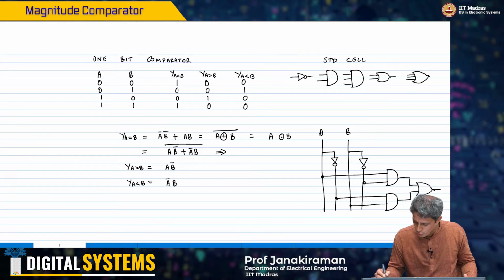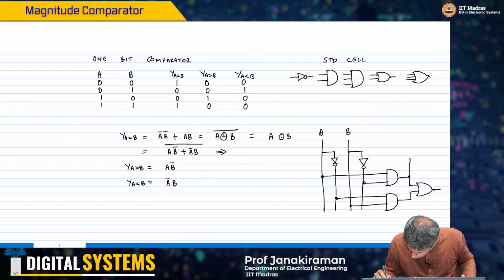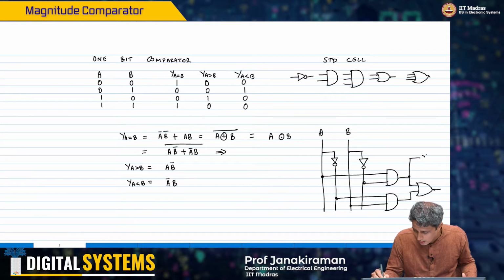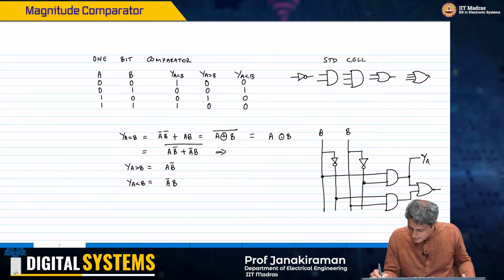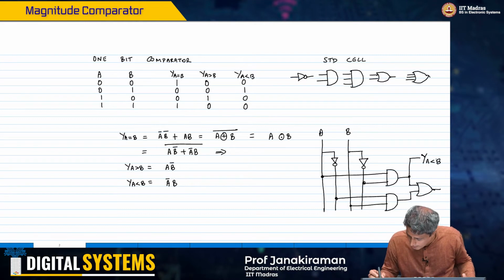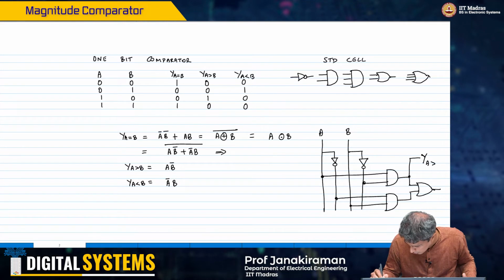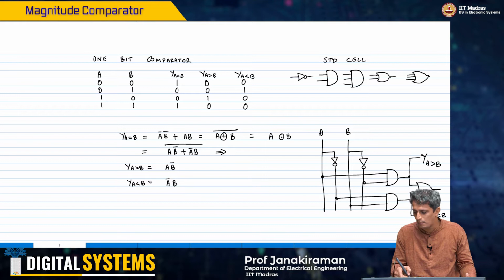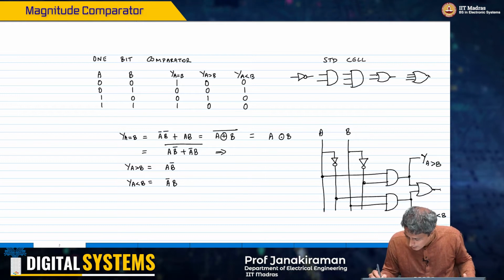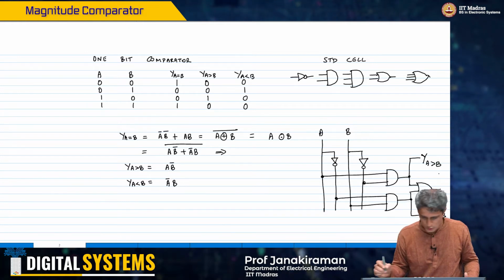Now you notice that this output is nothing but output Y A is greater than B, and here this output is Y A less than B, because it is A bar into B here.